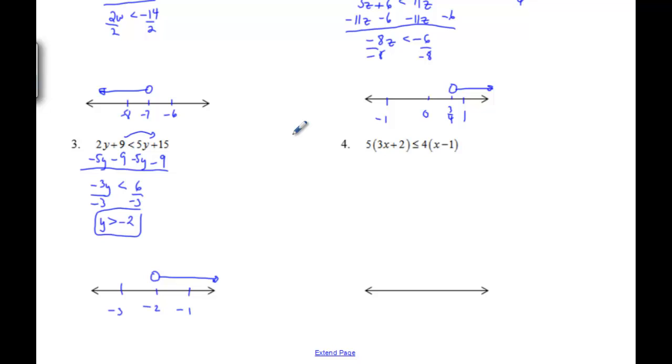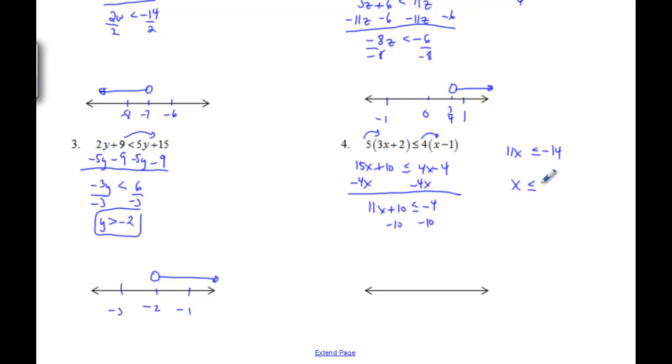Number 4, now we're adding grouping symbols. So when we distribute through, we're going to get 15x plus 10 is less than or equal to, distribute, 4x minus 4. Let's move the 4x to the left. We're going to get 11x plus 10 is less than or equal to -4. Now we can subtract the 10. We're going to get 11x is less than or equal to -14. So x is less than or equal to -14 elevenths.